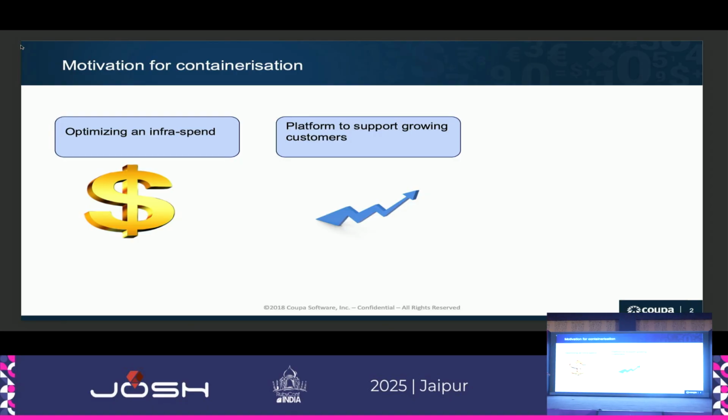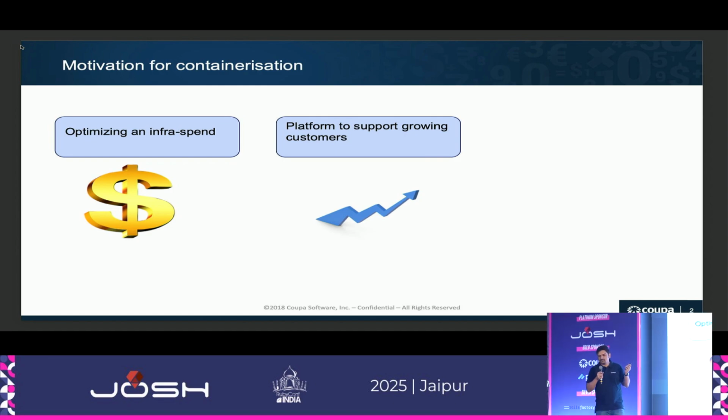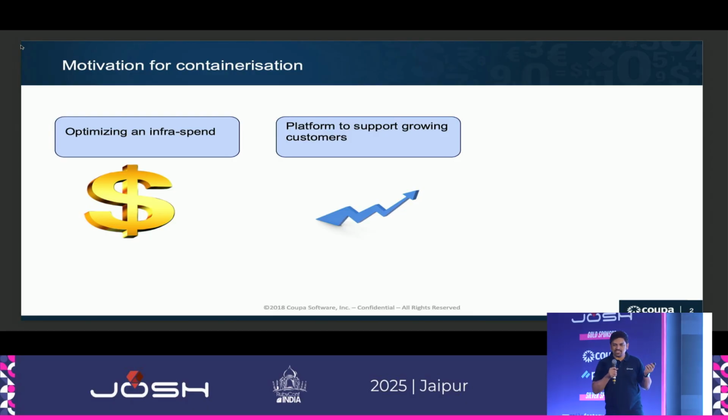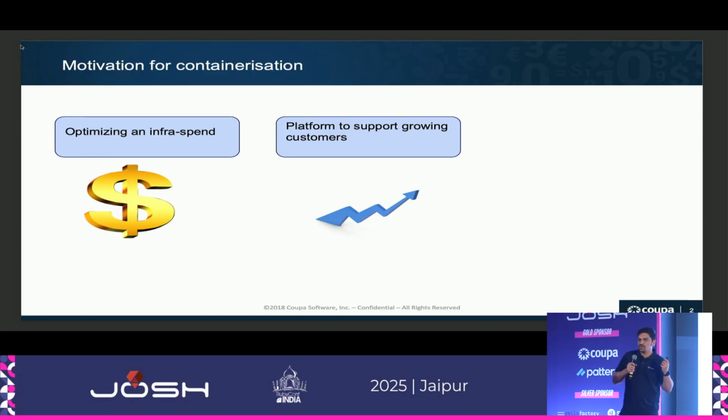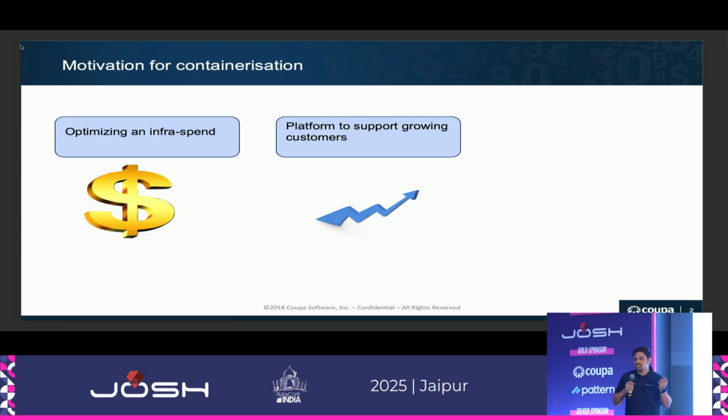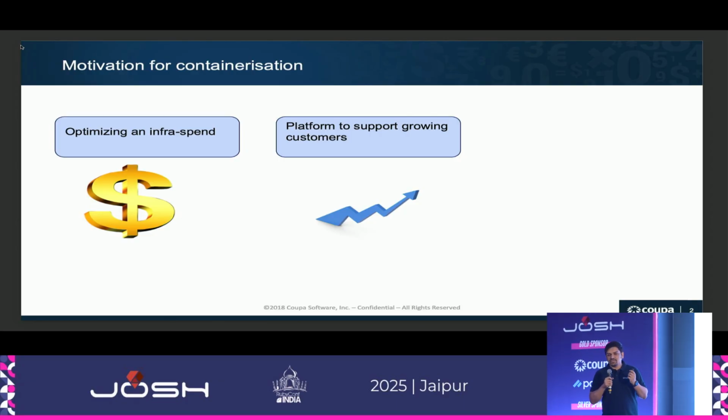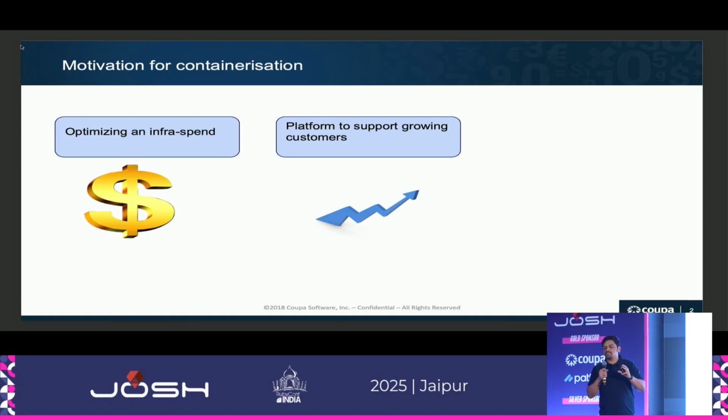Let's see the motivation behind the containerization. First and foremost was optimizing infra spend. With the traditional model, we had to host each customer instance on an EC2-based system using a Fusion application server, where we had to keep dedicated capacity for each customer. Even if that customer instance is not heavily used, we have to spend for that infra. That was the main reason.